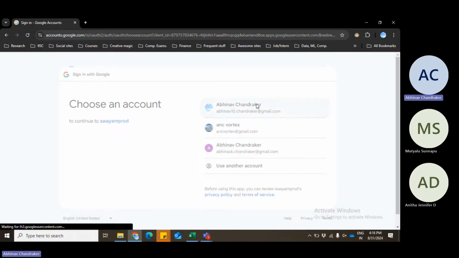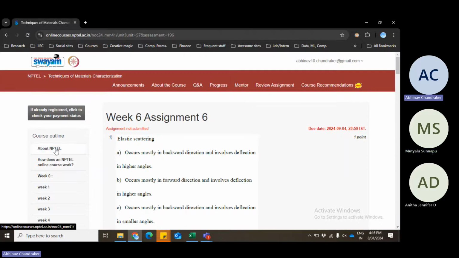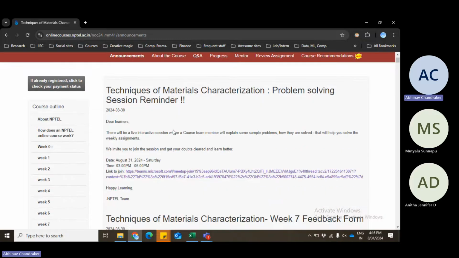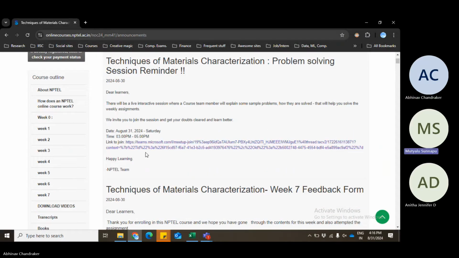So this is the portal you can use for submitting the assignment. Yeah, the NPTEL Swayam portal. Here in the announcements you will get to know about the live interactions.